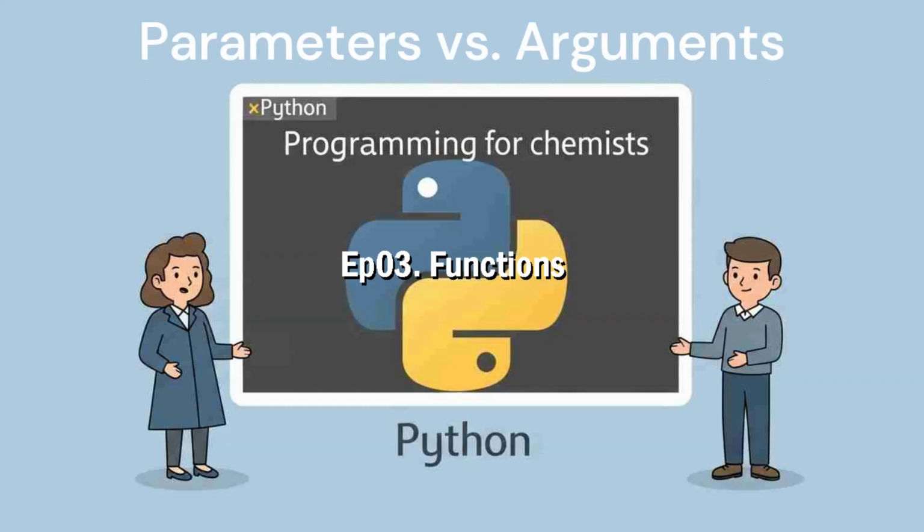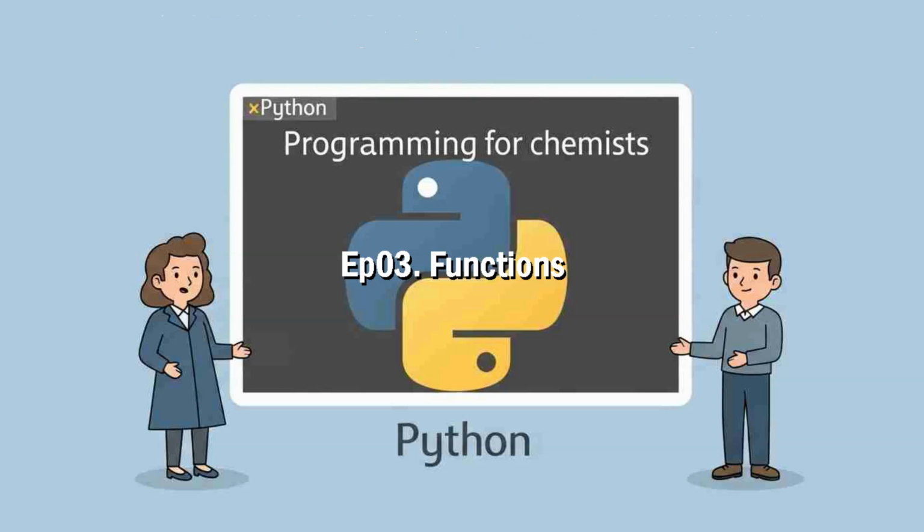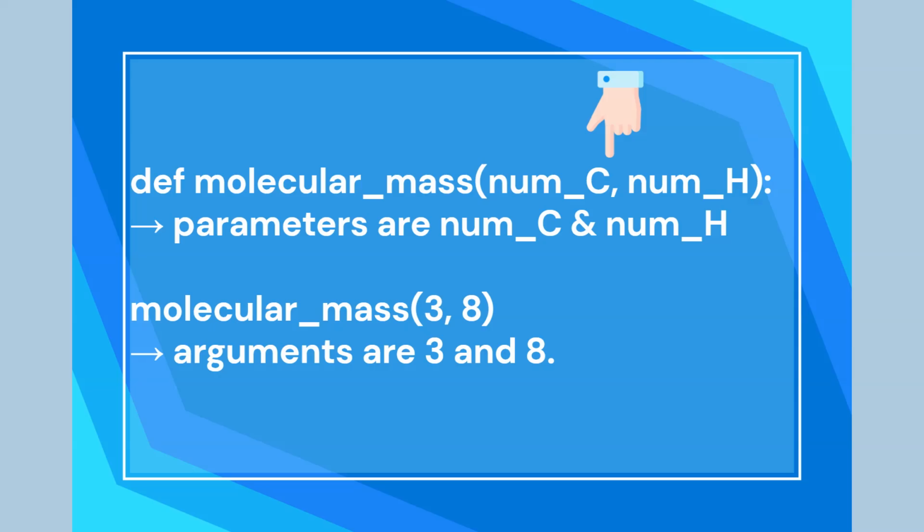3. Parameters versus arguments. This is an important distinction. Parameters are the variables in the function definition. Example: num_c, num_h in the molecular mass function. Arguments are the actual values we pass when calling the function. Example: molecular_mass(3, 8). The arguments are 3 and 8.